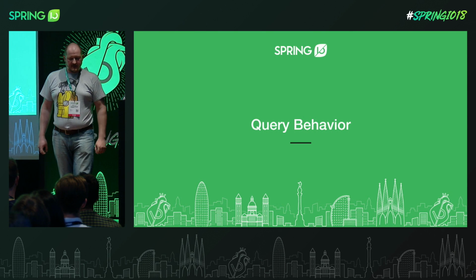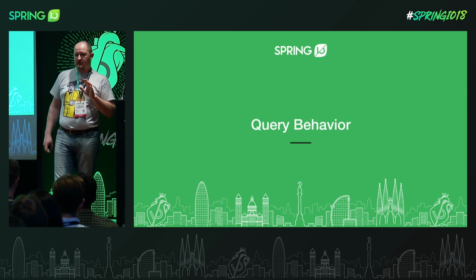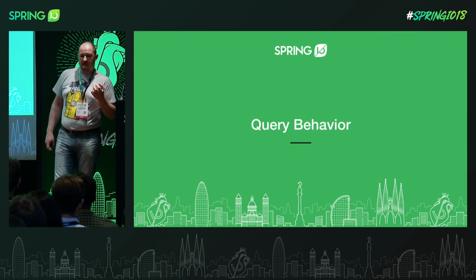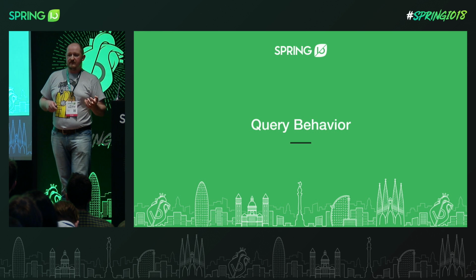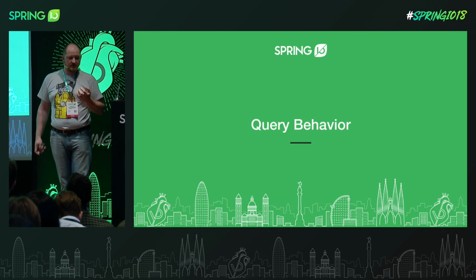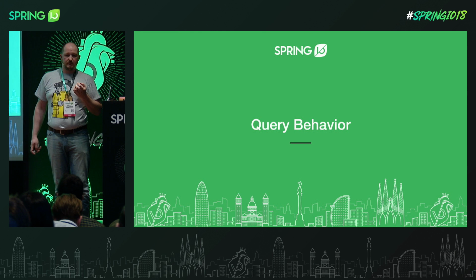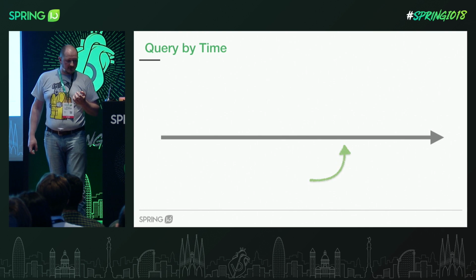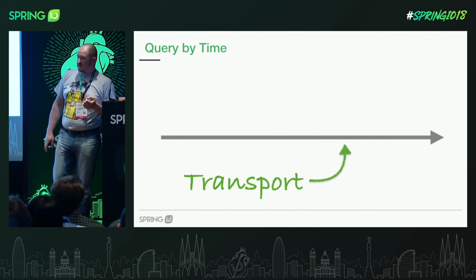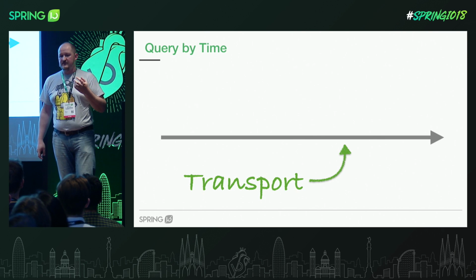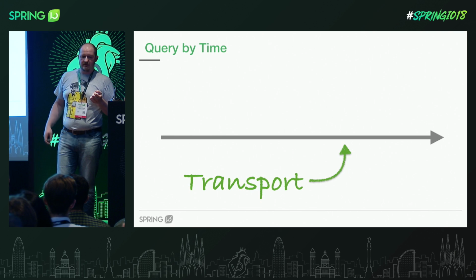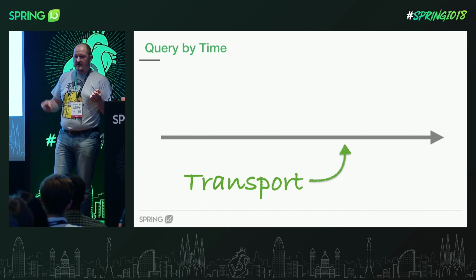So let's take a look, after we clarified the relational data piece, at what changes between imperative and reactive data access from a query behavior perspective. So you will see a couple of these diagrams. This gray line is the transport. So not necessarily a TCP connection, but everything that's related to the transport. And this happens all over time.